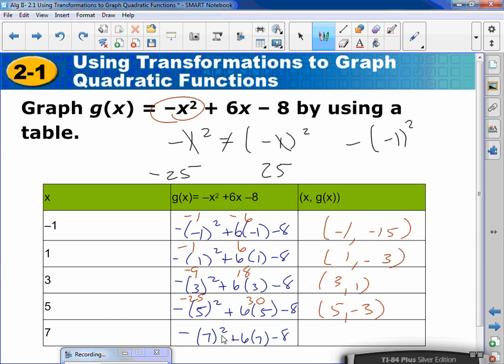7 squared is 49. Make it negative 49. 6 times 7 is 42. Negative 49 plus 42. So you want to spend $49 and you have 42. You don't have enough, you need 7 more. Negative 7 and negative 8 is negative 15.